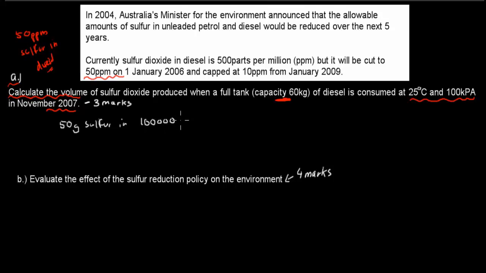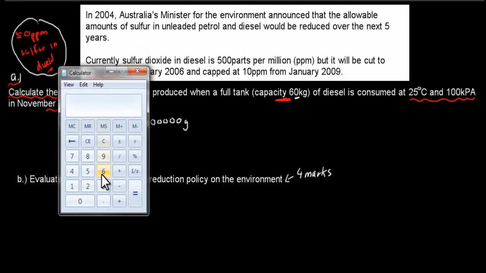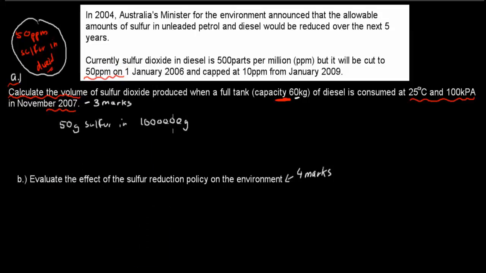The reason I use grams here, I could have used any unit, but because we're going to deal with moles, we should have it in grams. Because it's 50 parts per million, we know that 50 grams is in 1 million grams, just because of that statement. But we don't have a million grams given, we've got 60 kilograms. So first, we have to convert those 60 kilograms into grams. That's 60 times 1,000. So we actually have 60,000 grams, which means we don't have the whole million, we only have 60,000.